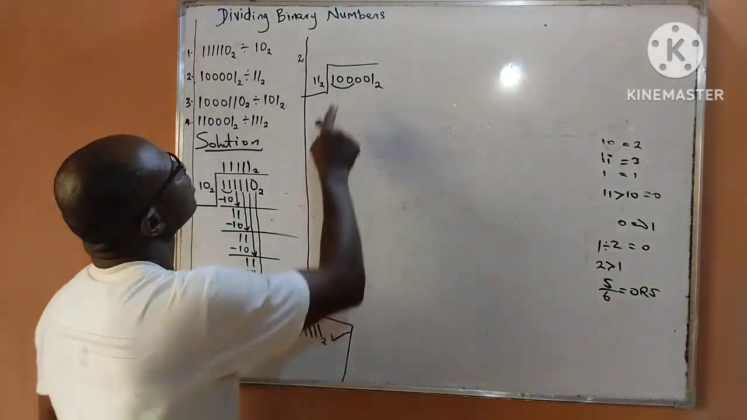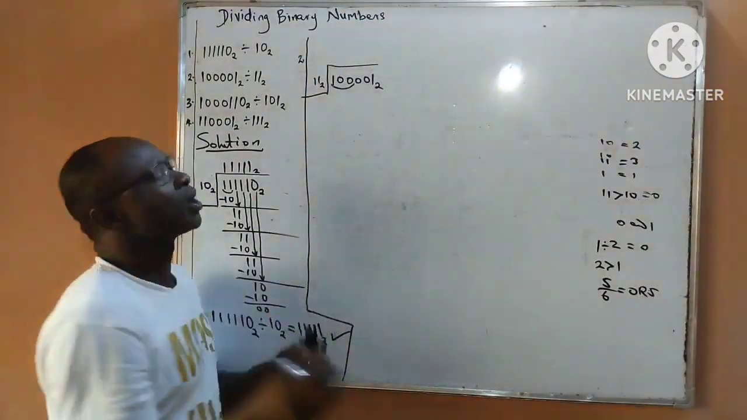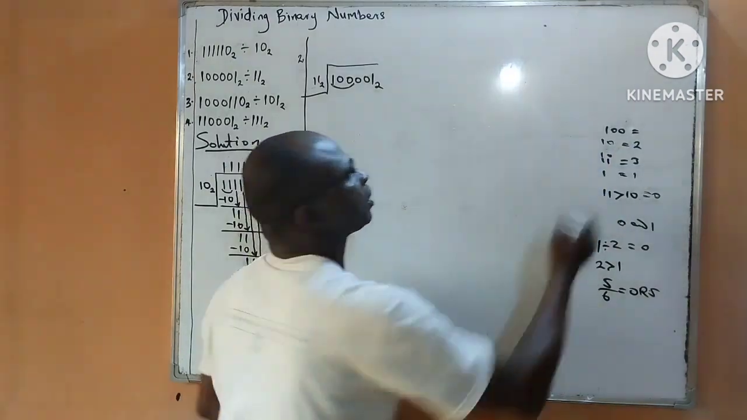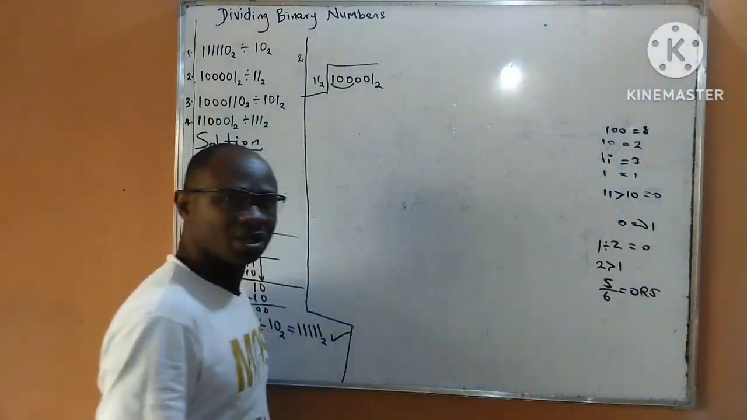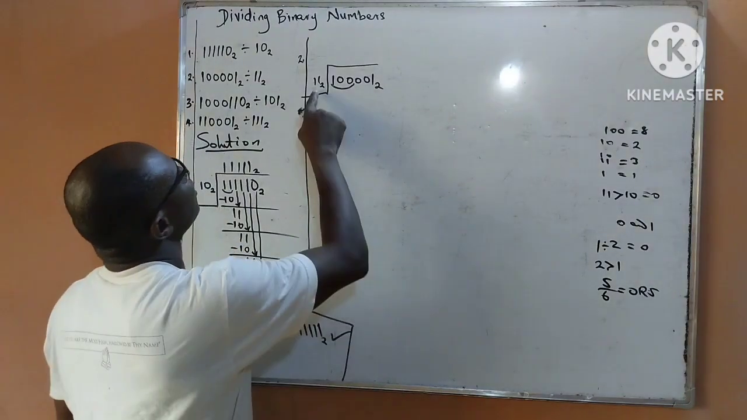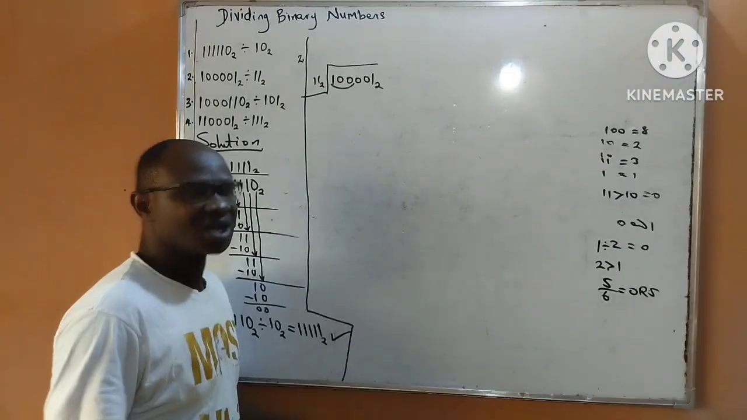Now, moving forward, I will take the first three digits, because 100 is actually equal to 8. And 11 is equal to 3, so 3 can divide 8.